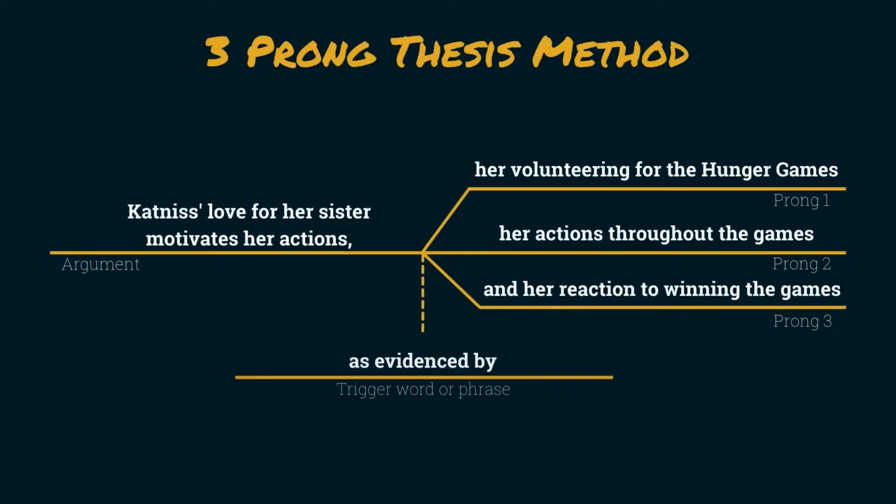So in the back part of our thesis statement, for our evidence, for prong 1, we said that by volunteering for the games, Katniss is demonstrating her love for her sister as being motivational. And number 2 was her actions in the games, and then 3 was her reaction to winning. So for a body paragraph, you can basically reproduce the same pattern over and over again. So we're just going to be looking at that first piece of the prong, how Katniss volunteered as tribute.